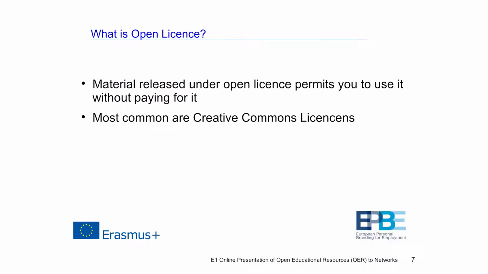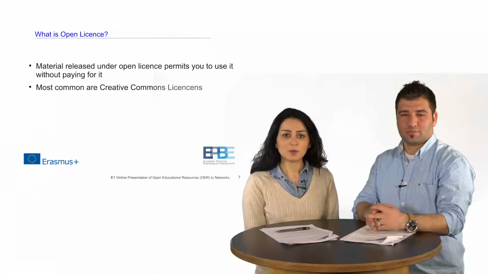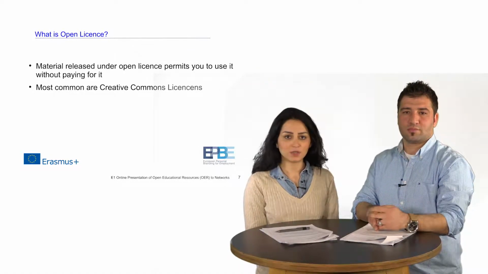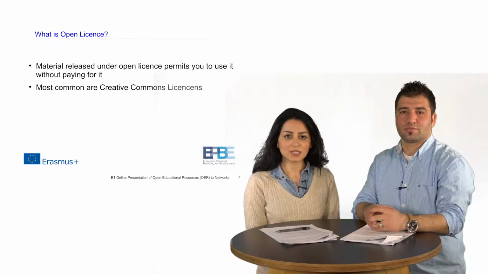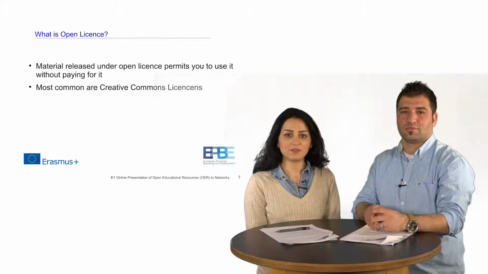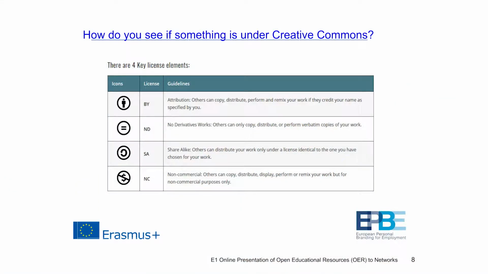Public domain is not the only way you can use free material. Everything that is being released under an open license permits you to use it without paying for it. The author and creator of the content grants rights in advance and you don't have to ask for permission. The most common type of open license is the Creative Commons license, CC. If you see an attribution license or the icon, you know that you don't have to worry at all about the permission of the creator.